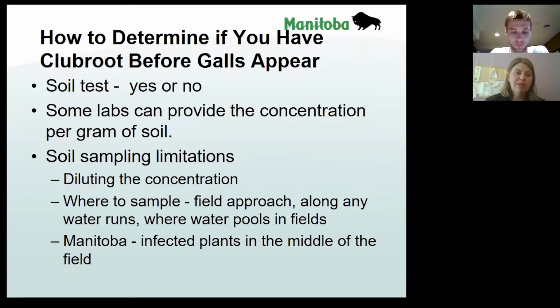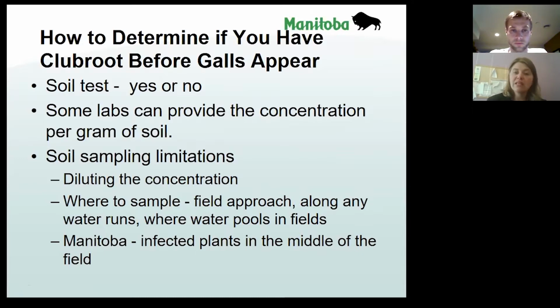We do recommend a bit of a W pattern going up and down the field, about 20 paces between each of the points of the W, and taking your scoop. But if you hit one hot spot and 4 spots that don't have any Clubroot at all, you're going to dilute your sample. The recommendation from Alberta is go to your field approach. Here in Manitoba, we say go to your field approach, go along water runs or anywhere that water pools. We don't just find it in field approaches. We're typically finding it along the water run.